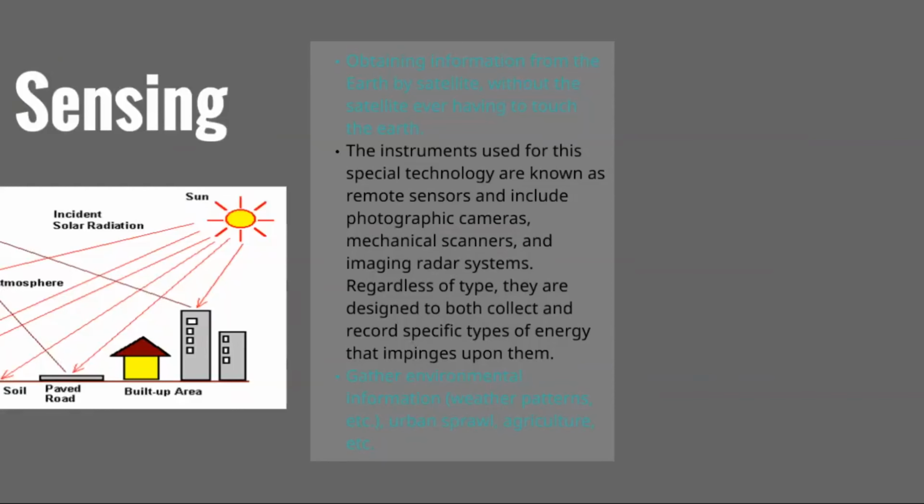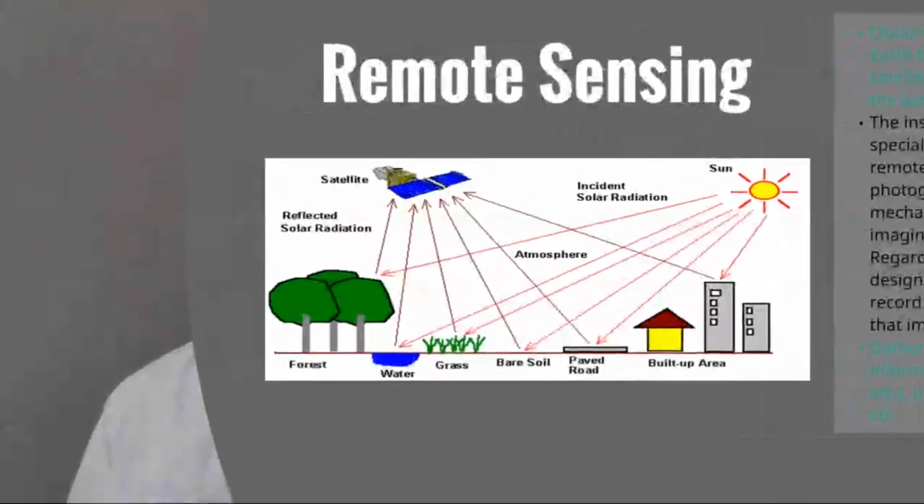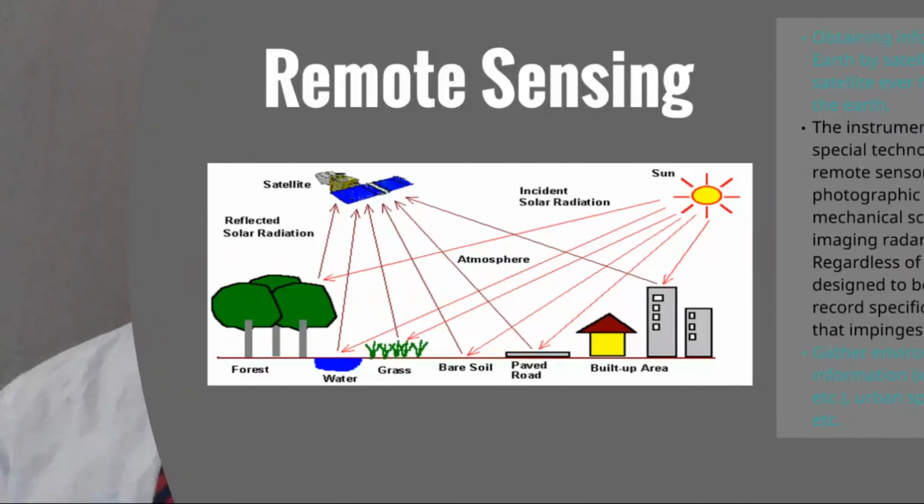Regardless of type, they are designed to both collect and record specific types of energies that impinge on them. So they gather environmental data, weather patterns, urban sprawl, all of these different things. So let's look at this drawing that illustrates what we're talking about. So you have the sun sends off solar radiation. And the way that that solar radiation bounces off of different objects goes up to a satellite and helps inform the satellite of what's actually there.